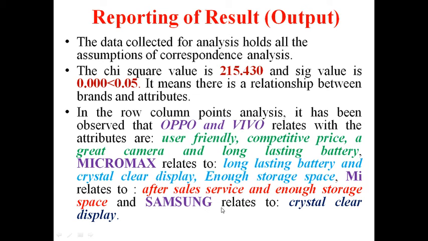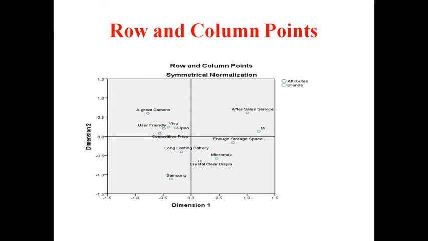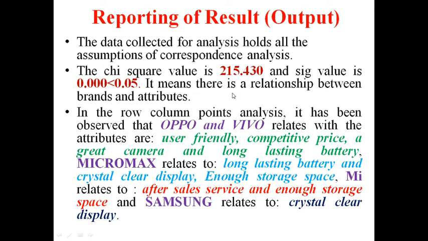So Samsung is relating to only one attribute. And the distance from Samsung to the other attributes is also more. So Samsung has to work on all the other attributes, including crystal clear display. So this is the output or result we can write for correspondence analysis. When you put it in your research paper, you have to put the row and column point display also, along with all the explanation we have written in the result.